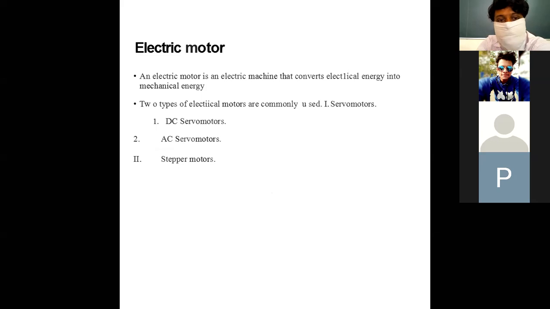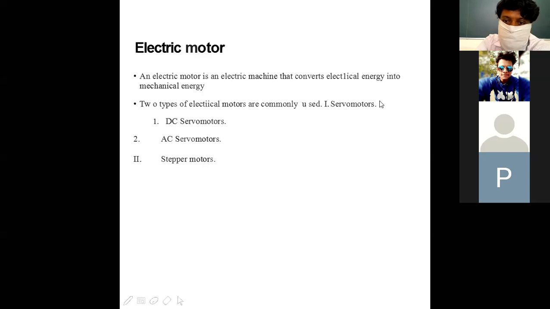Now let us discuss in detail the different types of feed drives used in the case of motors. An electric motor is an electric machine that converts electrical energy into mechanical energy. Two types of electric motors are commonly used. One is called a servo motor and the second is called a stepper motor. In servo motors, we have DC servo motors and AC servo motors, DC being direct current and AC alternating current. And the second one is the stepper motor.